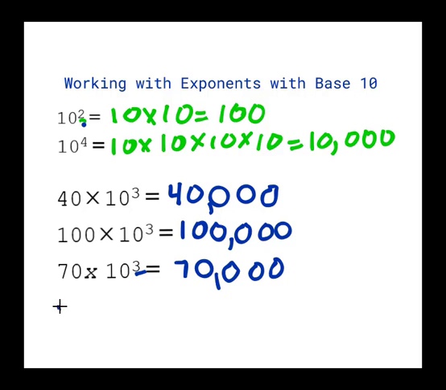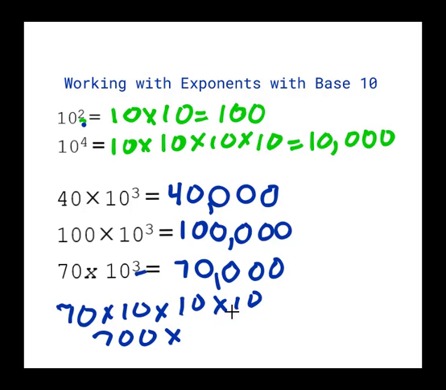And another way I could just write this out is 70 times 10 times 10 times 10. And 70 times 10 is 700. 10 times 10 is 100. And that would give me 70,000. So that's just another way to look at the same problem, but a quick way of doing it is multiplying when it's base 10 of 1 times the multiple, and then adding the number of zeros that the exponent is raised to at the end of the number.